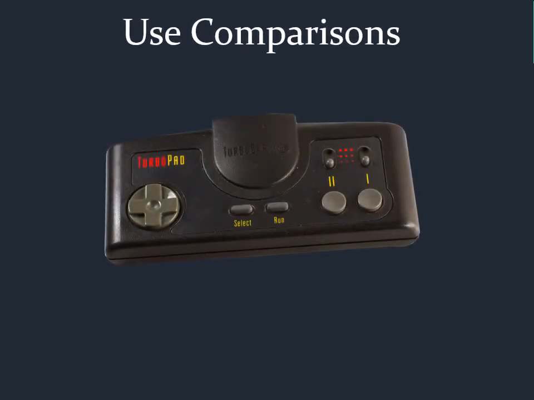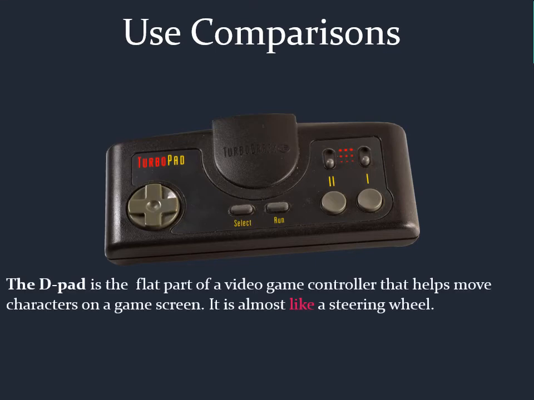You might remember this from yesterday's video, okay? The D-pad is the flat part of a video game controller that helps move characters on a game screen. It's almost like a steering wheel. Well, most people know what a steering wheel is, so it makes it easier to understand what a D-pad is. Let's look at one more example, and this is also from the last video.